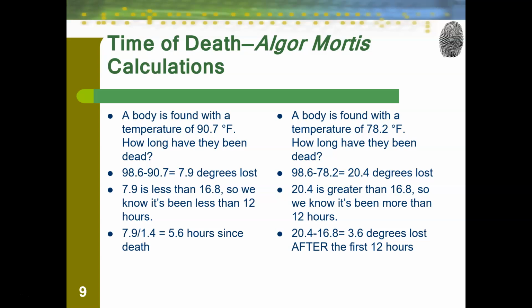So we are going to take the 20.4 degrees lost, and we are then going to subtract the 16.8, because we know that's how much they lost during the first 12 hours. And we get 3.6 degrees lost after the first 12 hours. We are then going to take 3.6 and divide it by 0.7 to get 5.1 hours. But don't forget, we subtracted essentially 12 hours up here, so we need to add those 12 hours back down here, and we know that this person has been dead for about 17.1 hours.